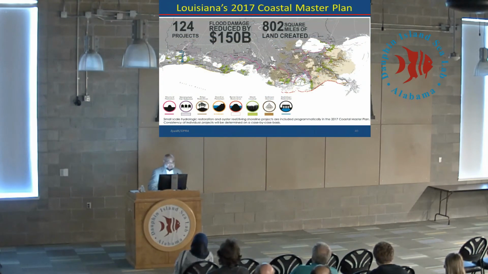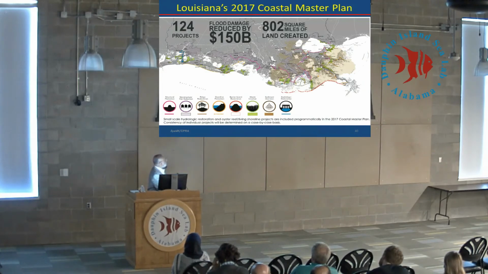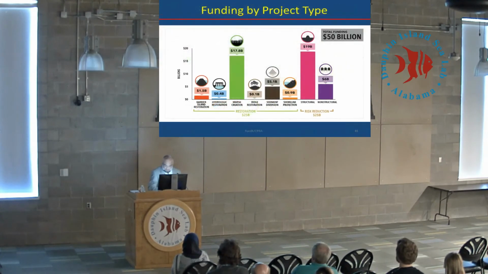Just in March we released that and it was accepted. 124 projects are planned, and this will reduce flood damage by $150 billion, and some 800 square miles of land will be created by this. This is our plan for how it will happen. You see all these areas of influence that will come from the sediment diversions, and these areas are the non-structural risk reduction. Then you have the levees, you can see the levees all around, then barrier islands. And these are the things we are trying to do in the 2017 master plan.